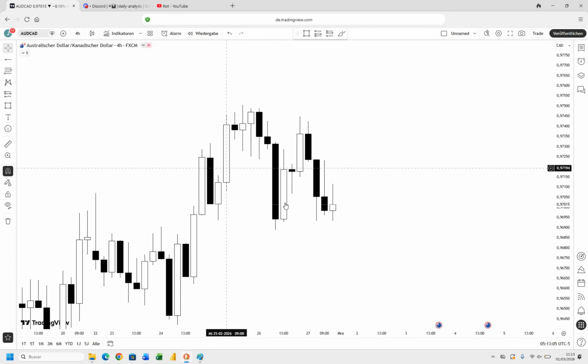So order blocks are not hard. First you have to identify a liquidity sweep, then break of structure, and then you take a look at the highest or the lowest candle out of those break of structures, okay? And this highest or lowest candle actually becomes your order block, okay?